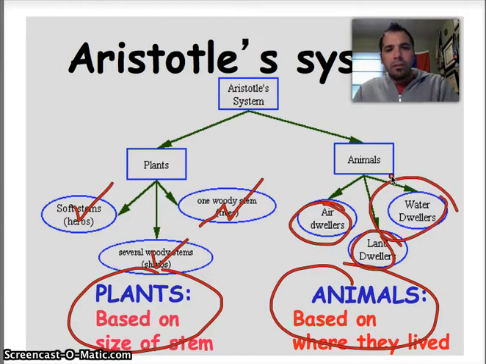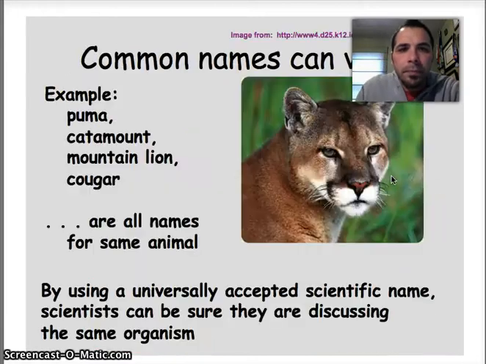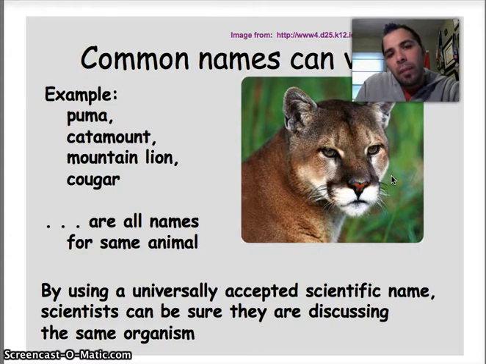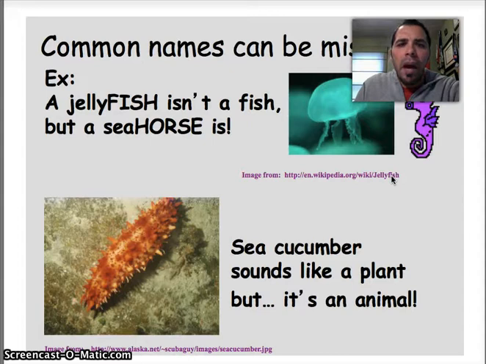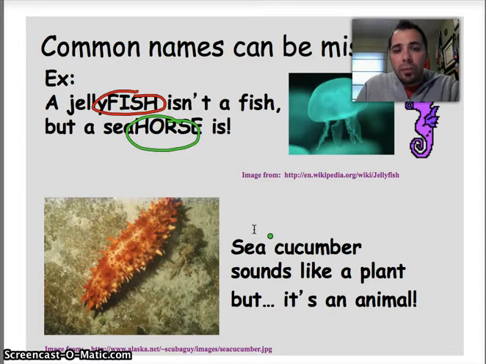However, as we know, that's probably not the best way to do it. Common names can vary. For example, puma, catamount, mountain lion, and cougar are all names for the same animal. By using a universally accepted scientific name, though, we can show we're discussing the same organism. Common names can also be misleading. For example, a jellyfish is not a fish, but a seahorse is a fish, though it's really not a horse. A sea cucumber sounds like a plant, but it's really an animal.